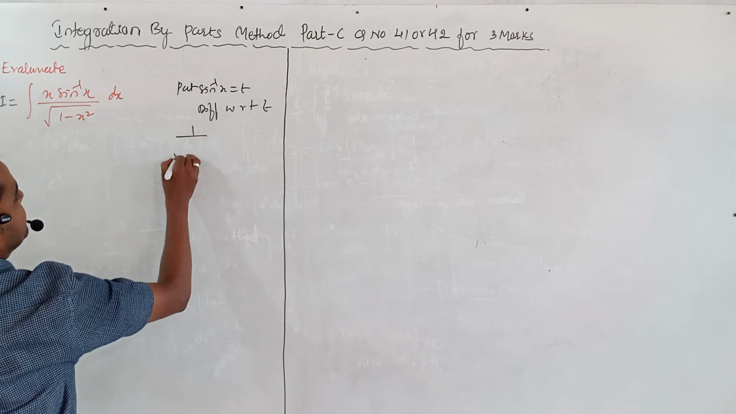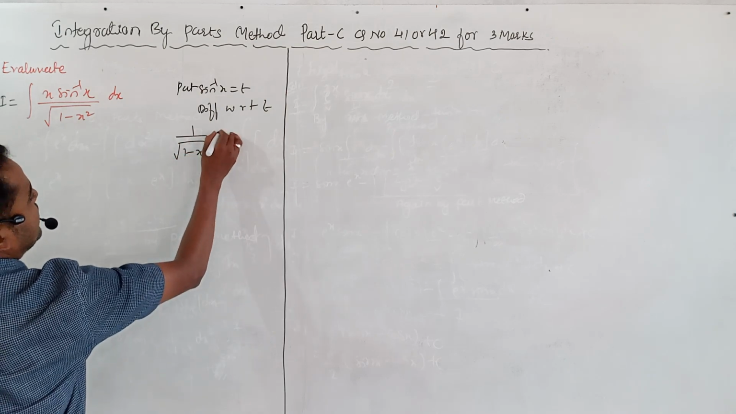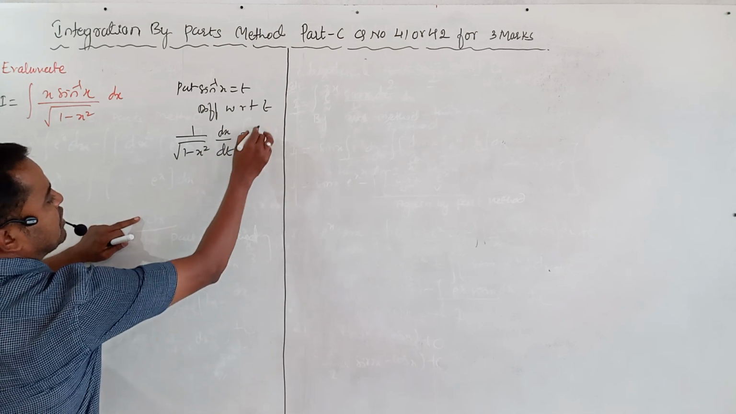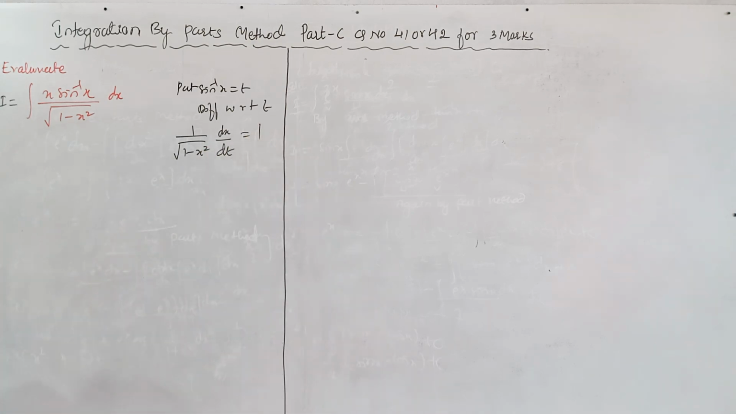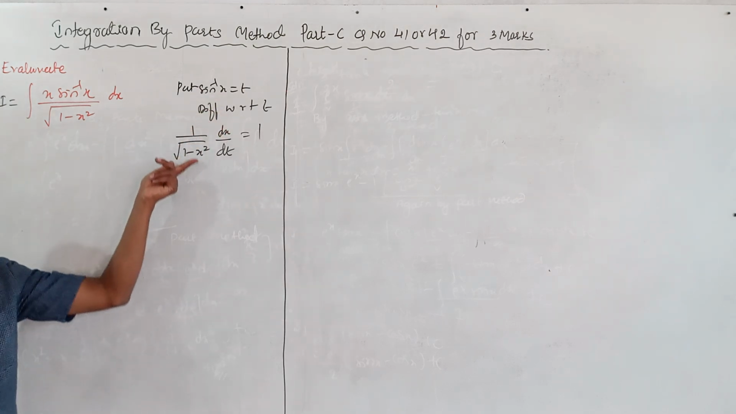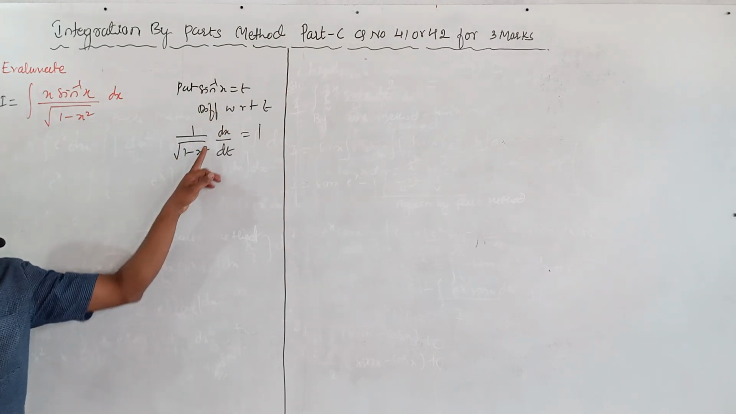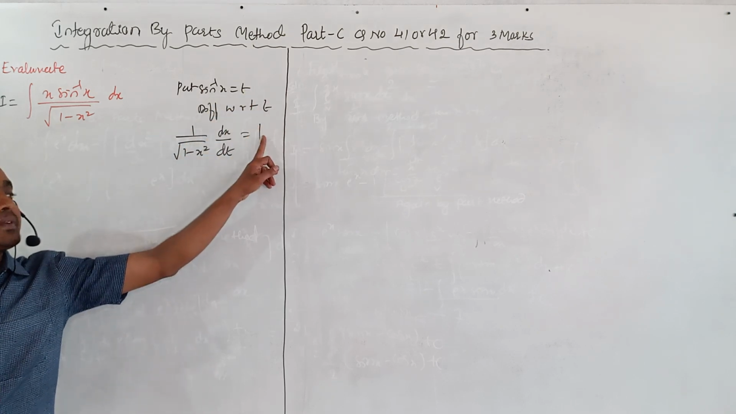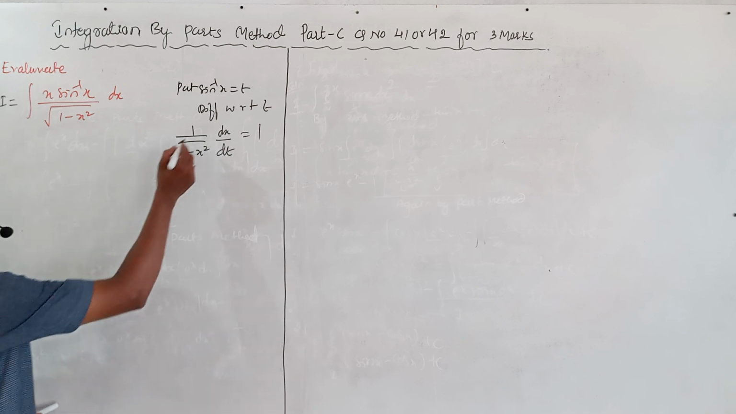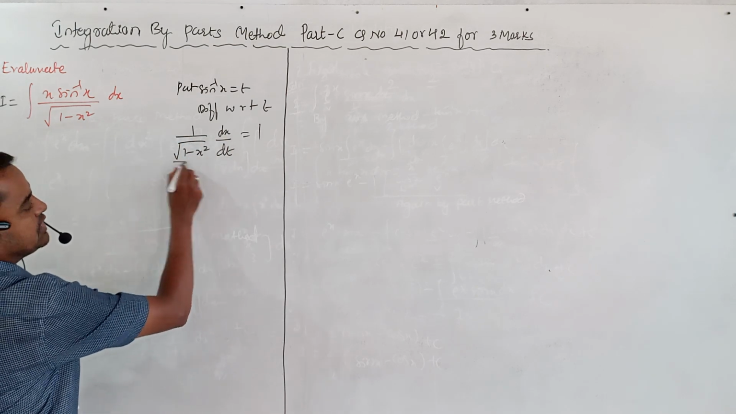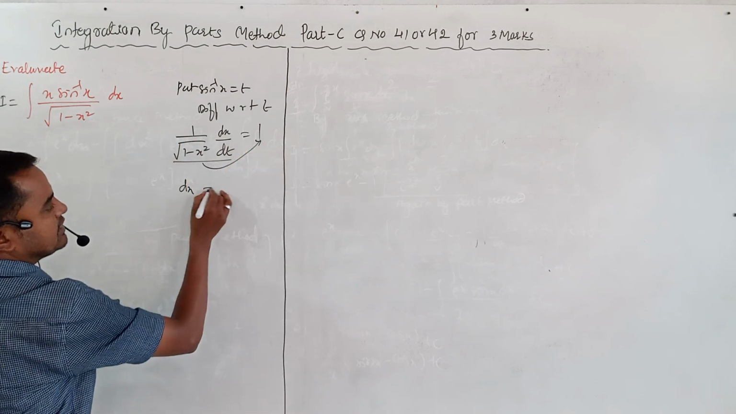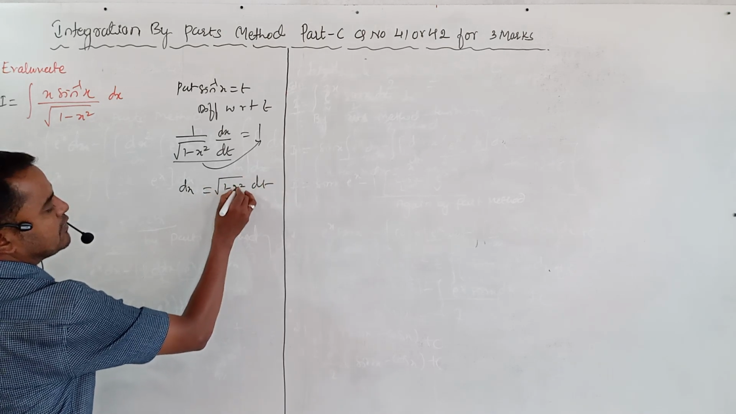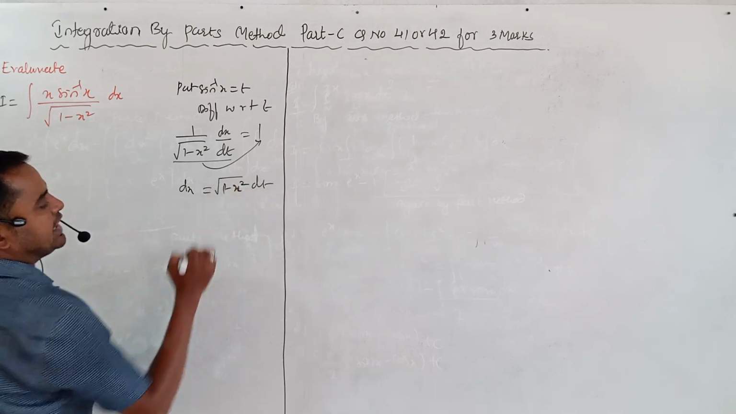Derivative of sin inverse x is nothing but 1 by root of 1 minus x square, then dx by dt. Derivative of t with respect to t is 1. Now 1 into dx, and cross multiplying, dx is equal to root of 1 minus x square dt.